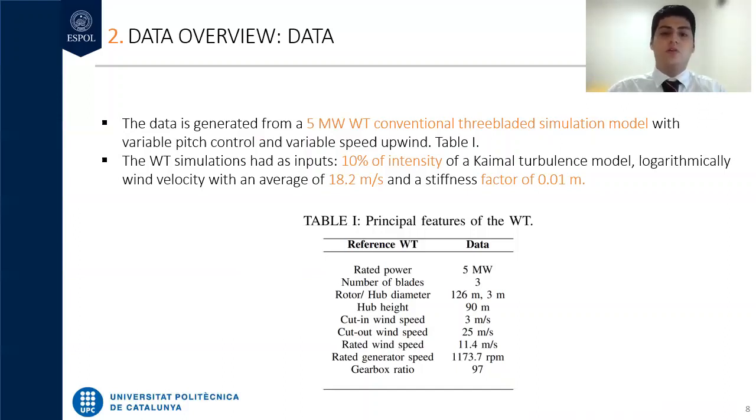And to produce a more realistic simulation of a wind turbine, wind modeling data generated from the wind flow and stochastic turbulence software TurbSim is implemented. The inputs of the simulation are 10% intensity of a Kaimal turbulence model, a logarithmic wind velocity profile with an average of 18.2 meters per second, and a roughness factor of 0.01 meters.